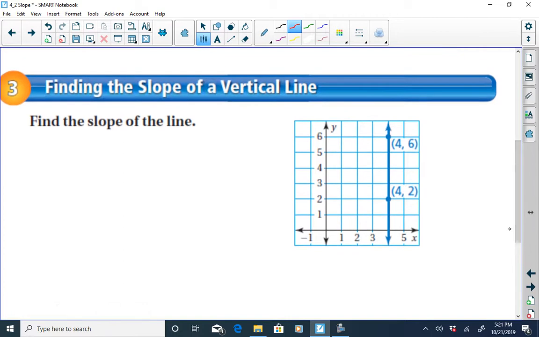Well, what about the slope of a vertical line? Obviously, it has some steepness, right? Because it just goes straight up. But we want to assign a mathematical value to the steepness of that line.